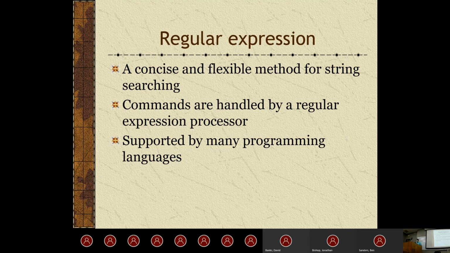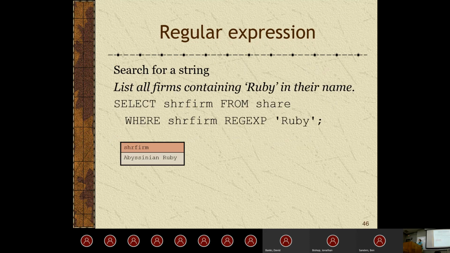Okay, let's also talk about the regular expression. This is just a way of saying text contained in. We would see an example of this. We want to see, do any of our records contain this text? So we're going to use regexp, that's basically what we're talking about, regular expression. A specific example of this could be firms that contain Ruby somewhere in their name. So we're just going to do select share firm from share. Pretty straightforward. Where share firm regexp, that means contains Ruby.